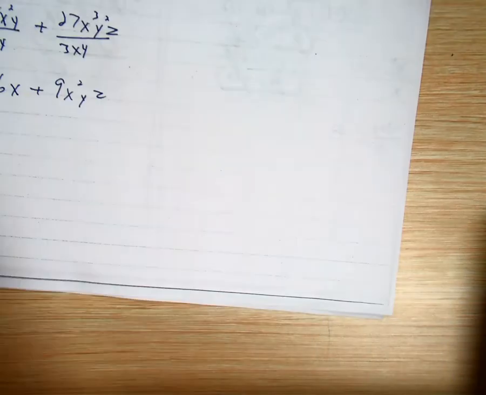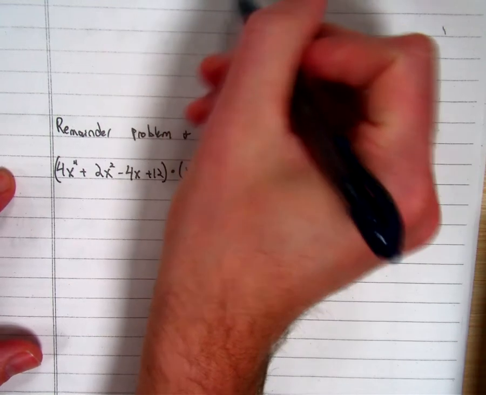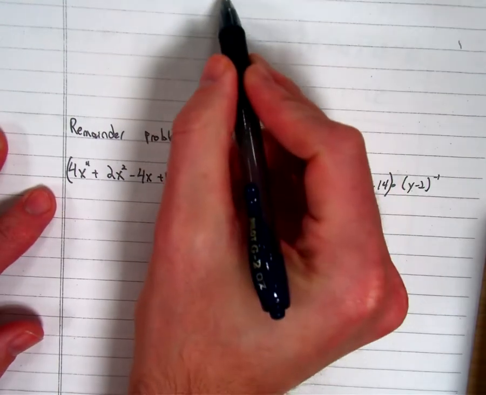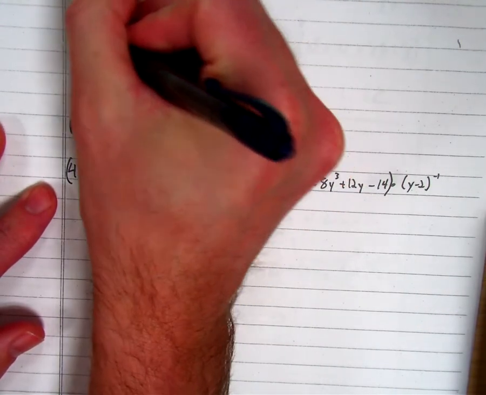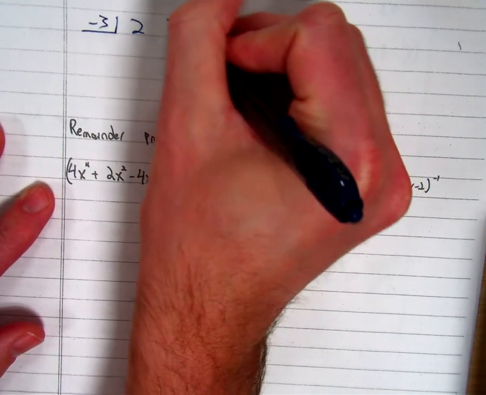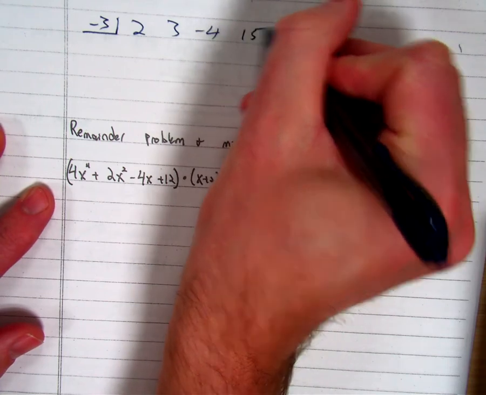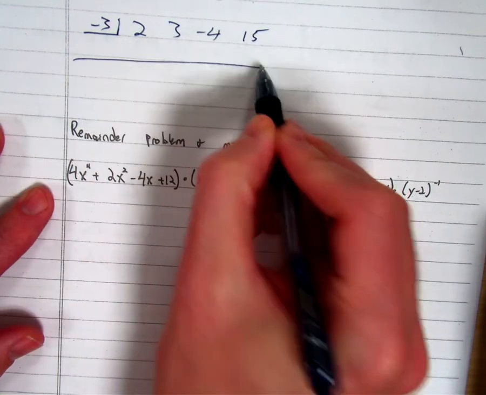Alright, let's see how you did. So what makes this one equal 0? Negative 3. Is it x plus 3? What makes it equal 0? Negative 3. That's the number in the box. Then I have a 2, 3x squared minus 4x plus 15. Skip a line, draw a line. First number always goes straight down.